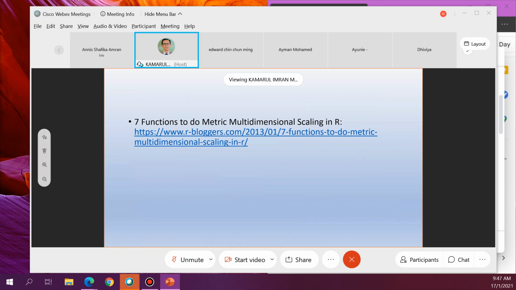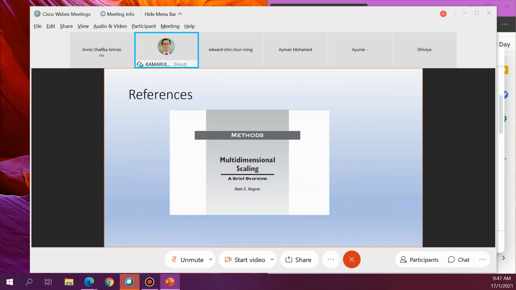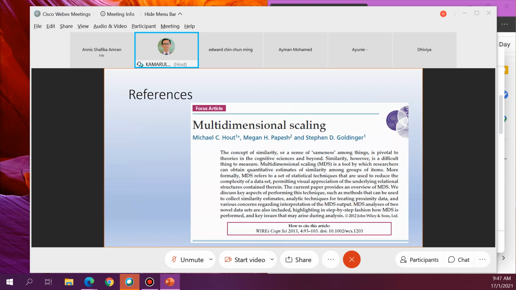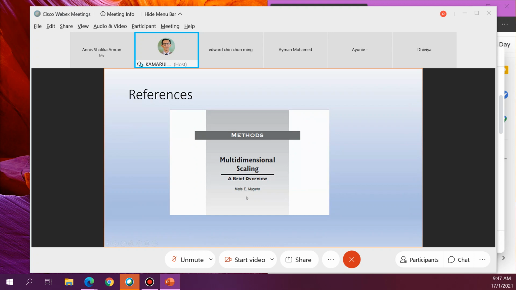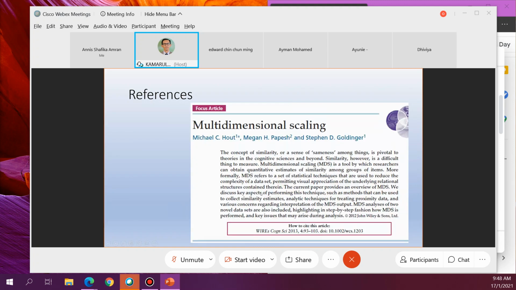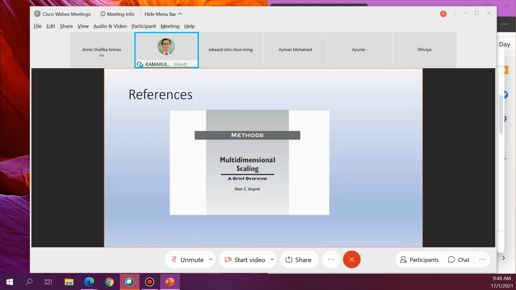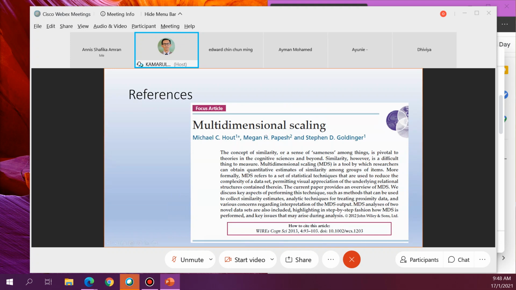So I have 1, 2, 3, and 4 as examples of how to do multidimensional scaling in R. There are 2 references I will give later, which I think are easy to read. One is multidimensional scaling by Mary Gavin, and the other is multidimensional scaling by Michael Hood et al. This one is much easier to read and shorter, and this one is longer and more difficult to read. I hope you read these 2 papers. Read this one first, and after that read this one.